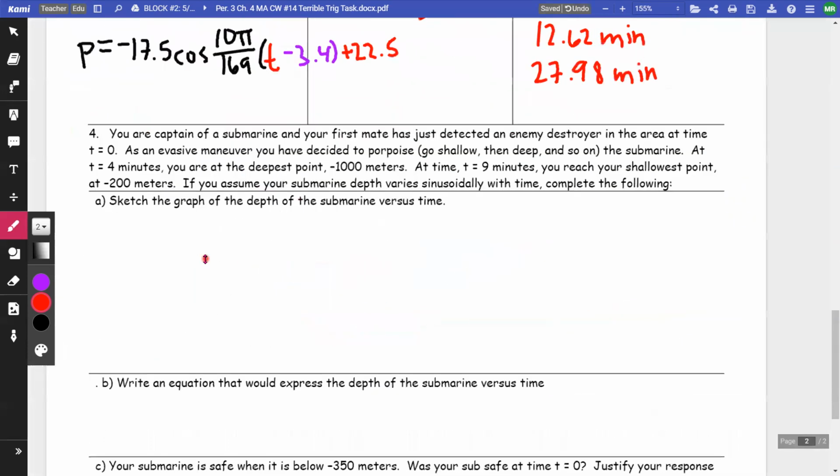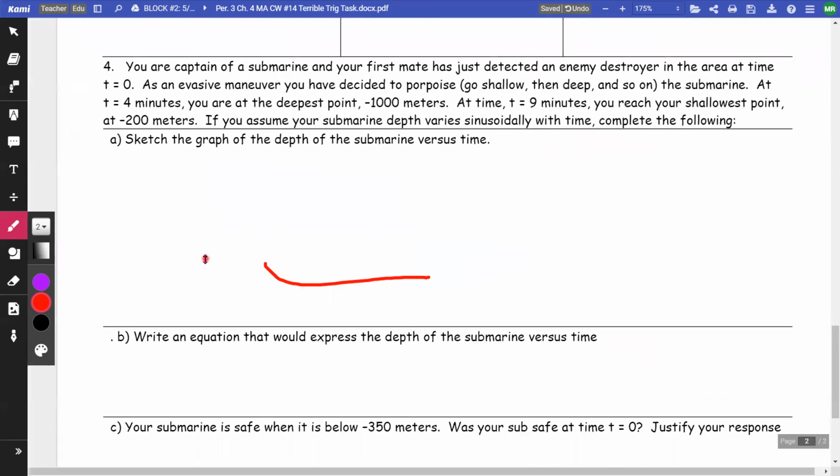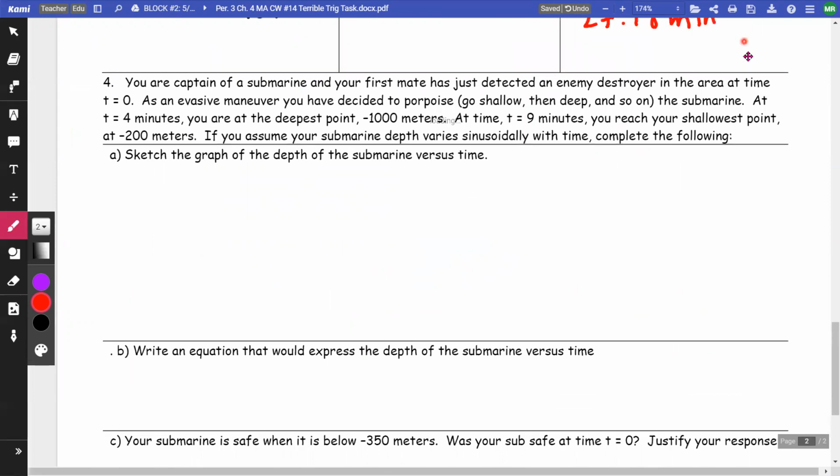On number 4, you are a captain of a submarine and your first mate has just detected an enemy destroyer in the area at time t equals 0. As an evasive maneuver, you have decided to porpoise, go shallow, then deep, and so on, the submarine. At t equal 4 minutes, you are at the deepest point, negative 1,000 meters. At time t equal 9, you reach the shallowest point, which is negative 200 meters.